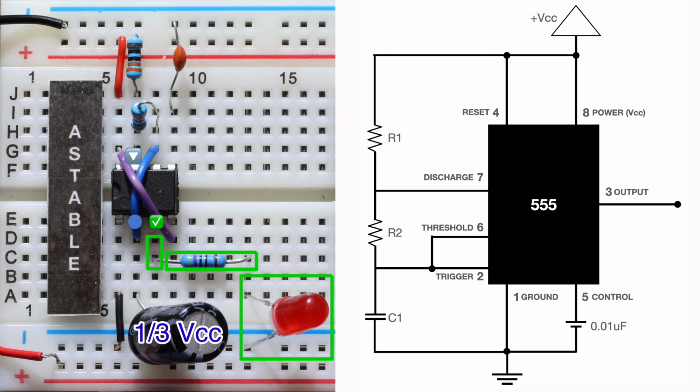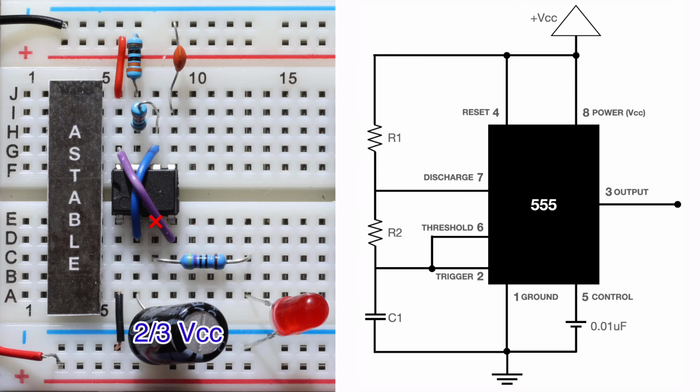As soon as the voltage at pin 6, the control pin, reaches 2/3 of the supply voltage, the internal comparator circuitry within the 555 chip causes the output voltage at pin 3 to go low. When the output at pin 3 goes low, the discharge pin, pin 7, is connected to ground within the 555, and that allows the capacitor to discharge through resistor 2. So the value of resistor 2 and the value of the capacitor determine the rate at which the capacitor discharges.